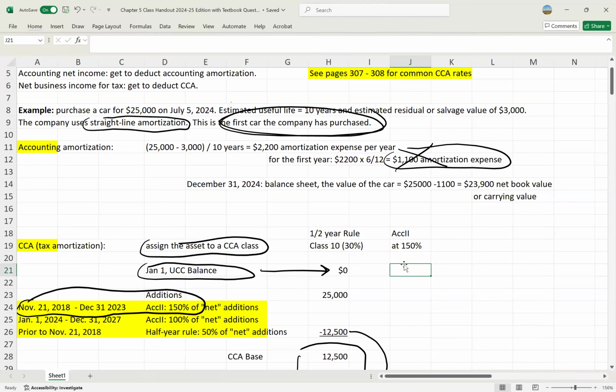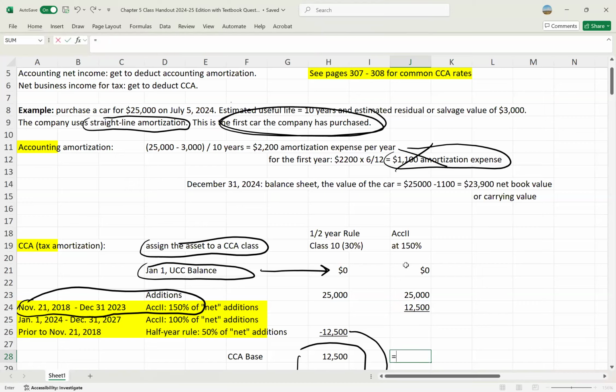We always start off with a balance. So let's say there were no cars at the beginning of the year. We had 25,000. Now, the way the Accelerated Investment Incentive works is the exact opposite of the half-year rule. Rather than deduct 50%, we're going to add 50% of the addition. So that's why it's 150% of the additions. So rather than deduct 12,500, we're going to add 12,500 when we calculate our CCA base.